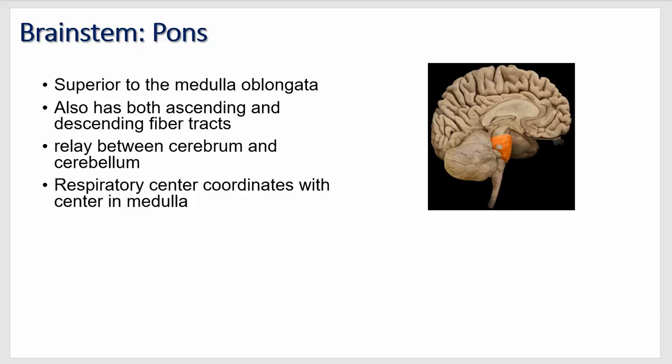So now let's move up from the medulla to the pons. It's superior or rostral, towards the nose, from the medulla, and it also has these ascending and descending tracts, and they relay the information between the cerebrum and the cerebellum. A lot of communication happens between there, and it moves through that pons region. Okay, the respiratory center. We had that in the medulla as well, but the respiratory center has two parts: the depth and the rate. One of those is in the medulla, and one of those is in the pons.